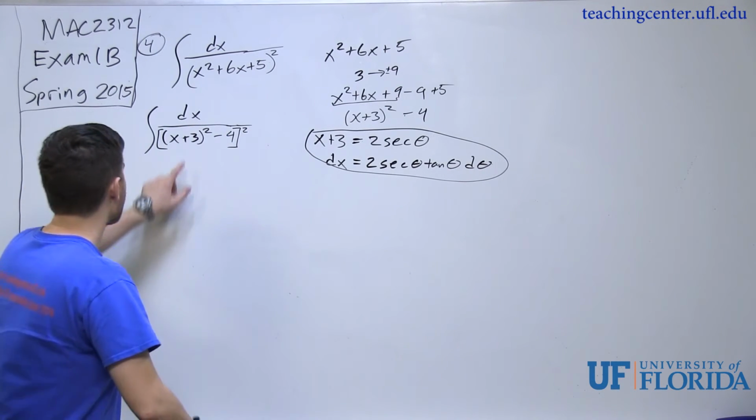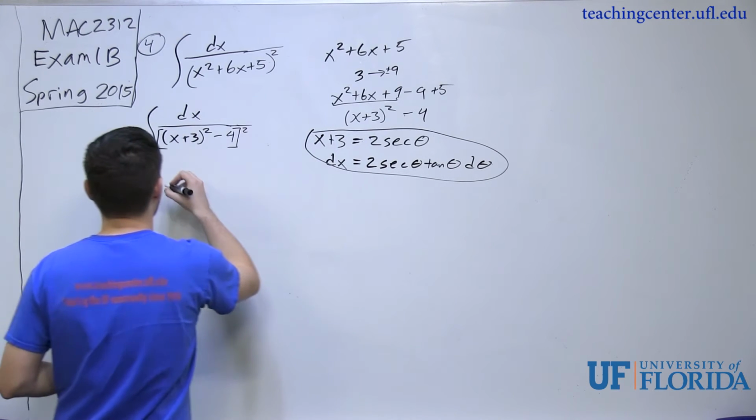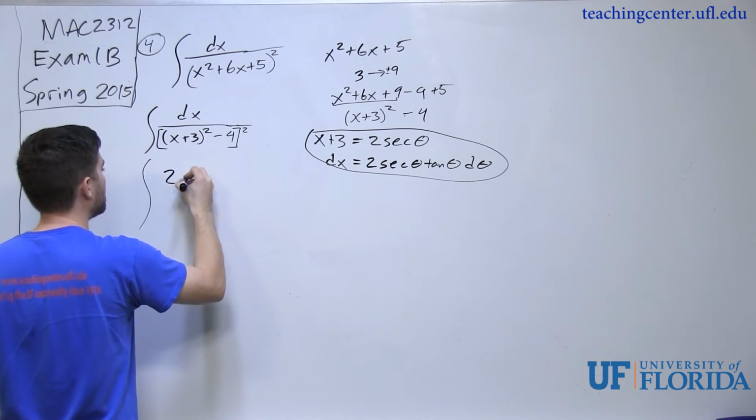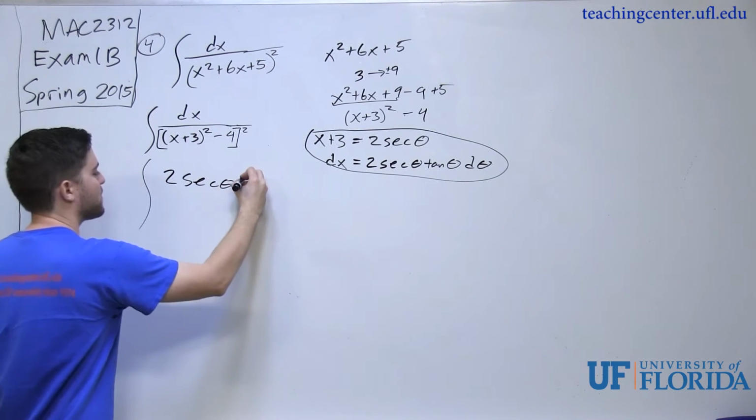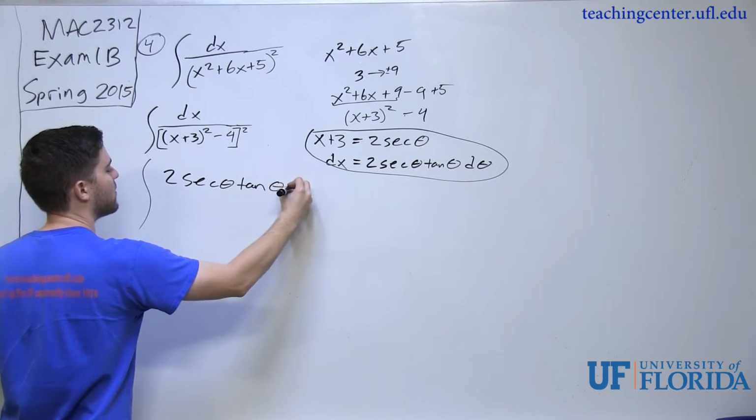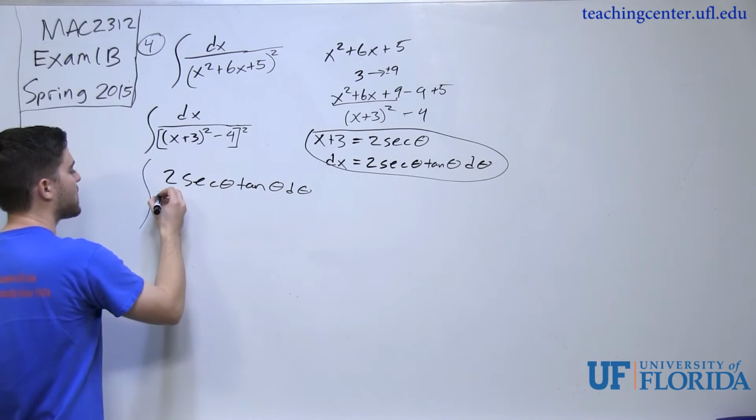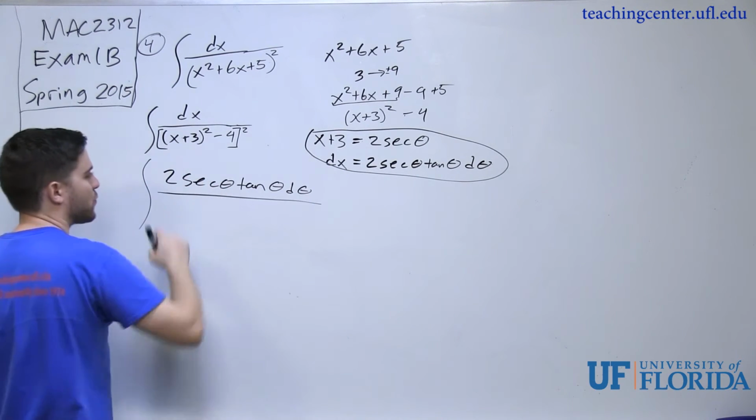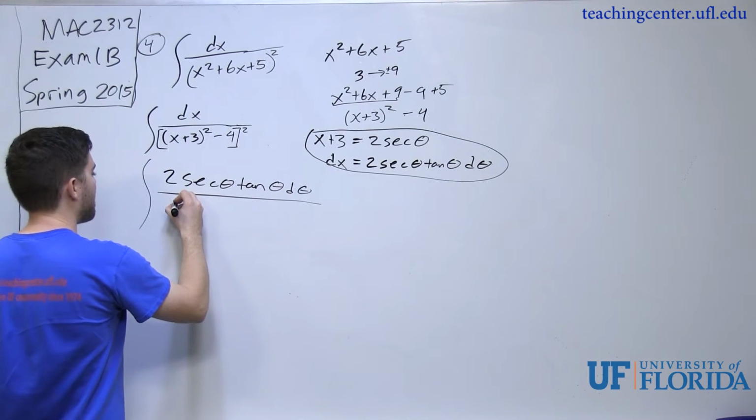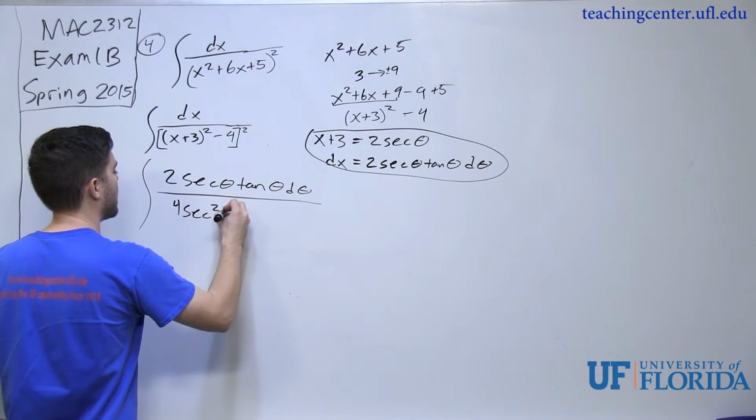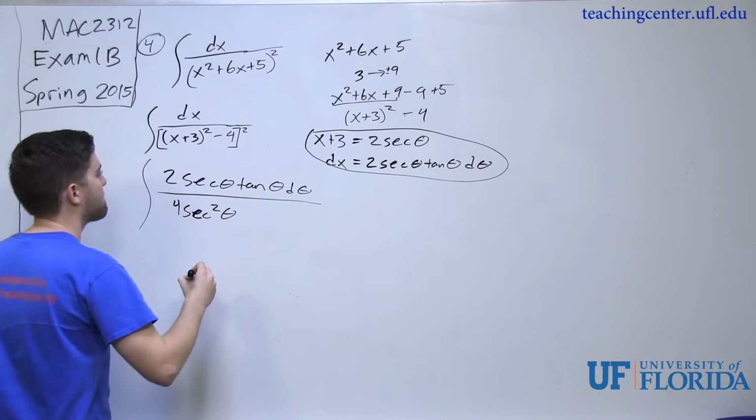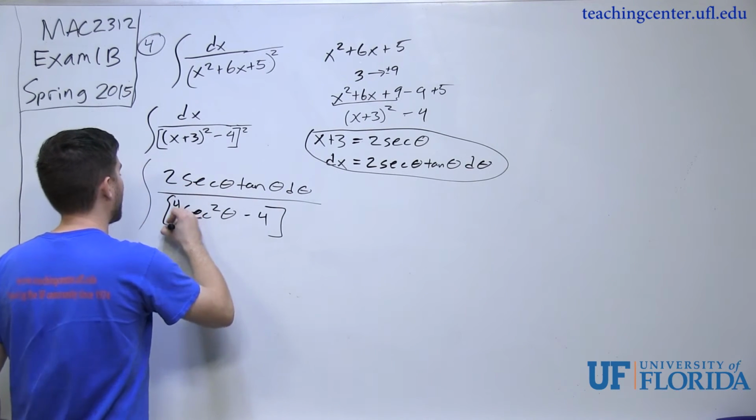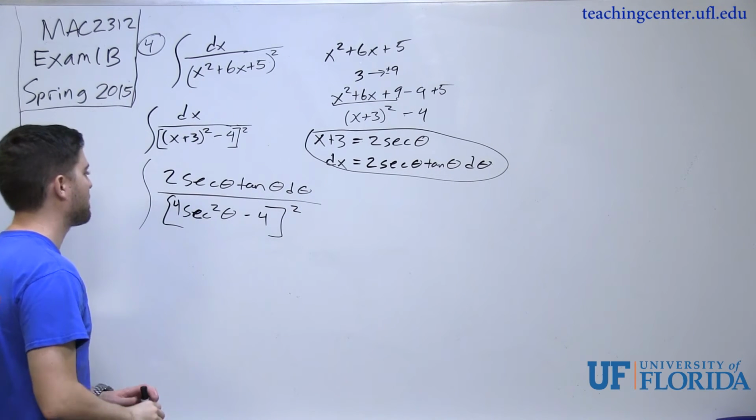So this x plus 3 term, if I plug that in, actually I'll write out the dx first. That's 2 secant theta tangent theta d theta. And then on the bottom, I have x plus 3 quantity squared, so that's going to be 4 secant squared theta minus 4, and then I'm going to have a quantity squared around that.